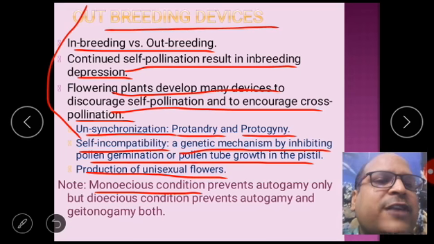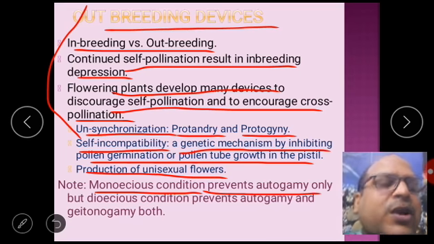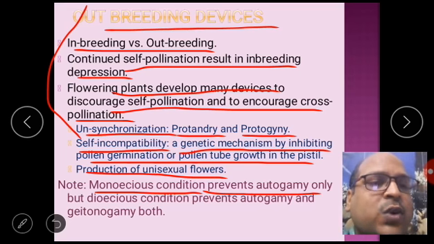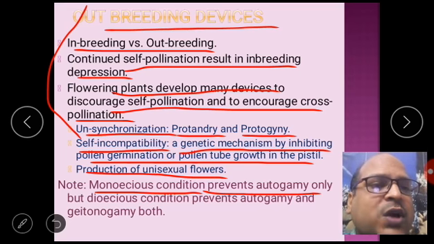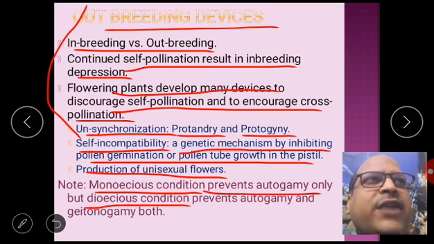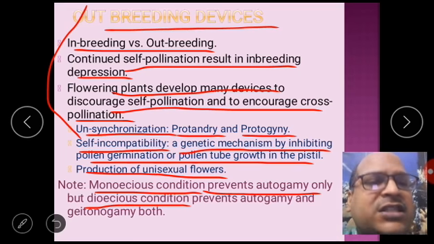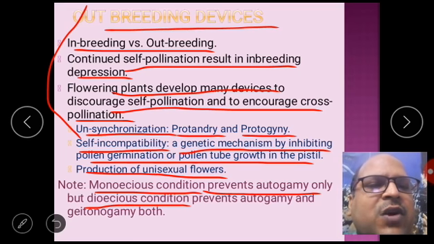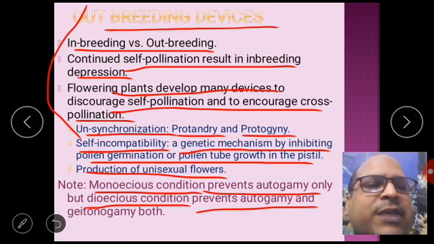So it is mentioned here that monoecious condition prevents autogamy. It can prevent autogamy obviously because a flower has only a single type of reproductive organ. But there is still a chance of cross pollination. One more thing: dioecious condition, do you know? Dioecious condition means male and female flowers are different and they are situated on different plants. So this dioecious condition prevents autogamy and geitonogamy both.